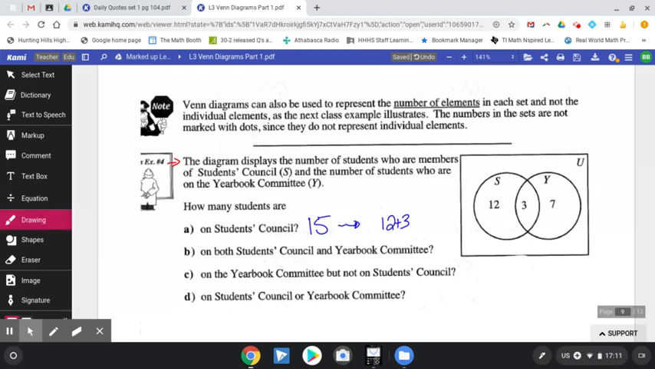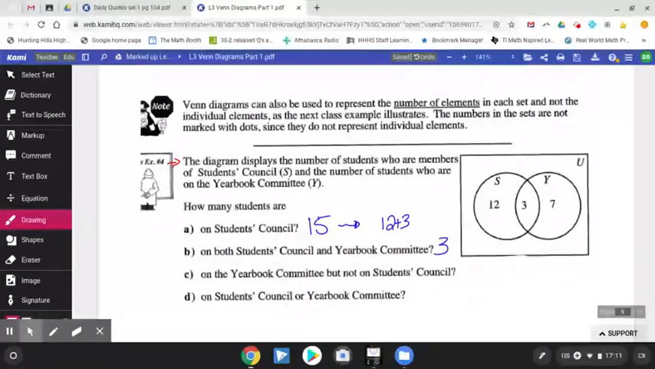And how many students are on both student council and yearbook committee? So everybody in this circle is student council. Everyone in this circle is yearbook committee. Notice that this 3 is in both circles. And so we would say that there are 3.